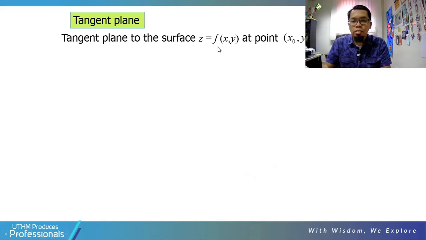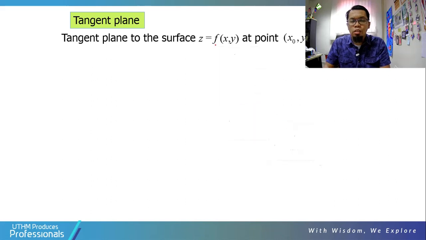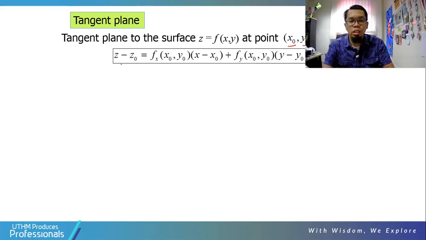z equals f(x, y) at point (x, y, z). When we have this function and draw it, we can get it in 3 dimensions. So for this function at point (x naught, y naught, z naught), you can determine the tangent plane by using this formula. z minus z naught equals the partial derivative with respect to x, the partial derivative with respect to y, at x naught, y naught, from this point.